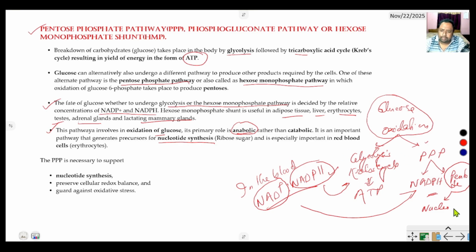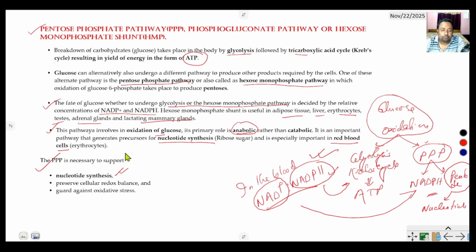This pentose sugar is used to produce nucleotide. Okay, and it is very important in red blood cells. Why? Because in red blood cells there is no mitochondria, so no Krebs cycle occurs in red blood cells, but red blood cells require NADPH. This NADPH in red blood cells is produced by the pentose phosphate pathway or hexose monophosphate shunt. Clear? The PPP is necessary to support nucleotide synthesis.